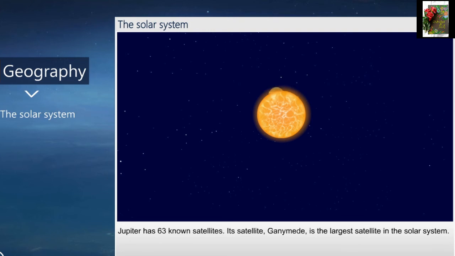Jupiter has 63 known satellites. Its satellite, Ganymede, is the largest satellite in the solar system.